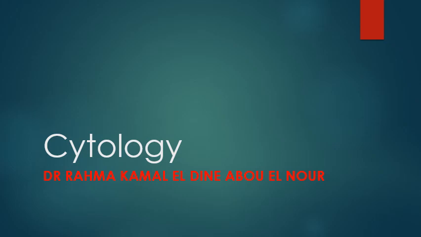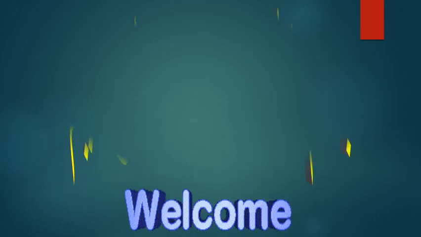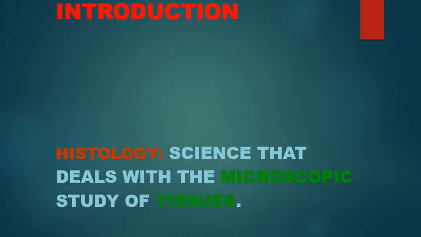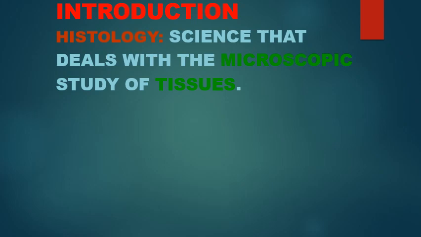Dear students, today inshallah we will start histology with a subject known as cytology. First of all, what is the meaning of histology? Histology is the science that deals with the microscopic study of tissue. Why do we say microscopic? Because I use either a light microscope or an electron microscope. If I use the naked eye, it's anatomy.